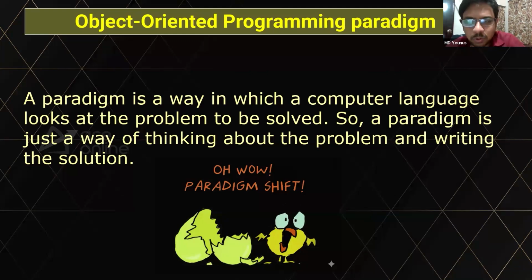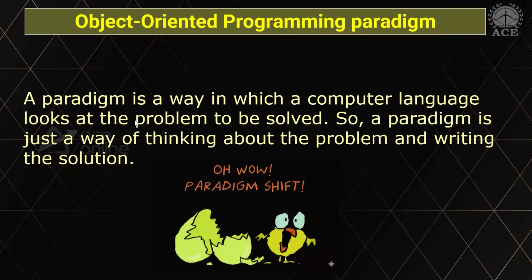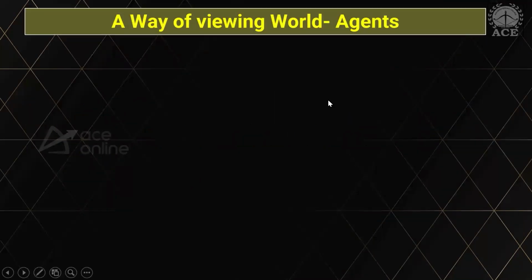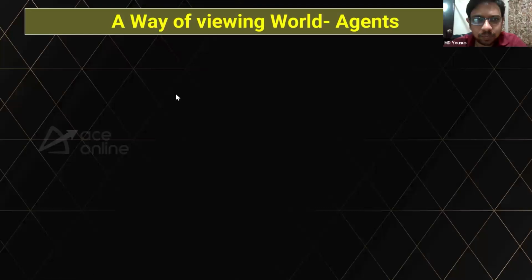And I think with this story, you got to know one thing: the object-oriented paradigm is close to human beings. It's the easiest way to solve problems. Compared with the procedural approach and functional approach, object-oriented programming is the easiest way to solve problems in a human-understandable approach. So let us see what exactly object-oriented programming says. Basically, we will see a way of viewing the world.